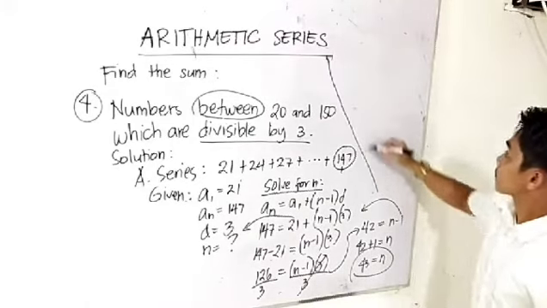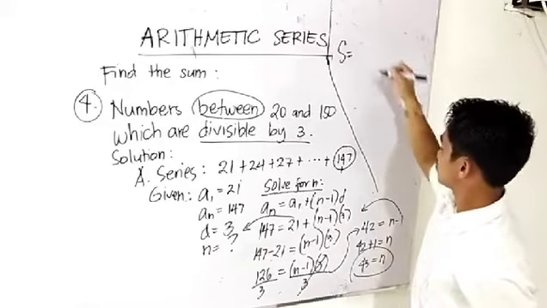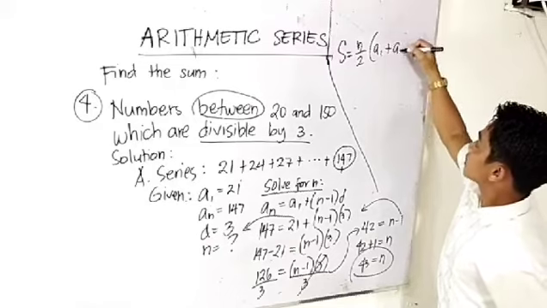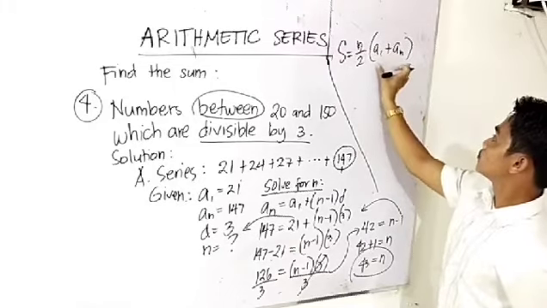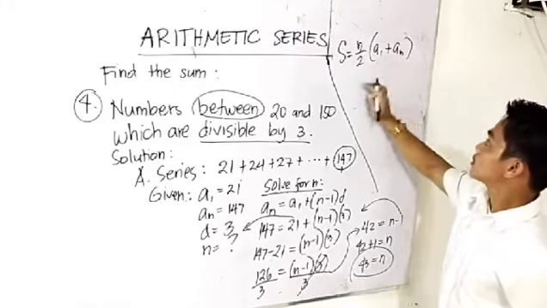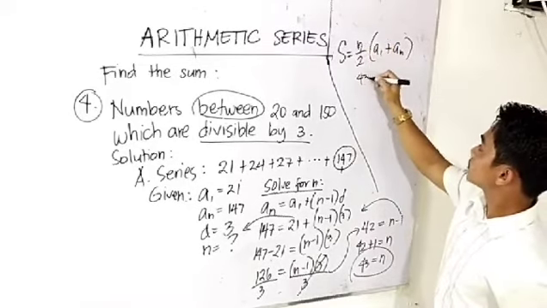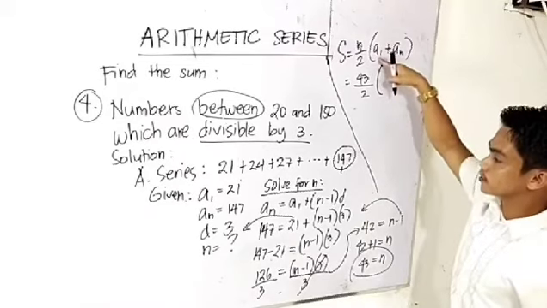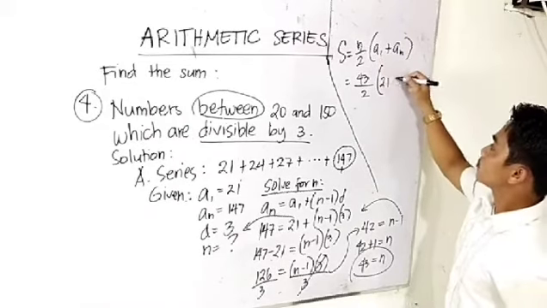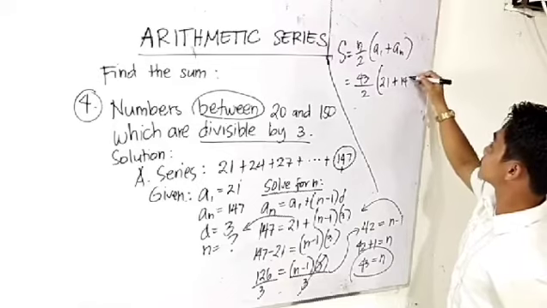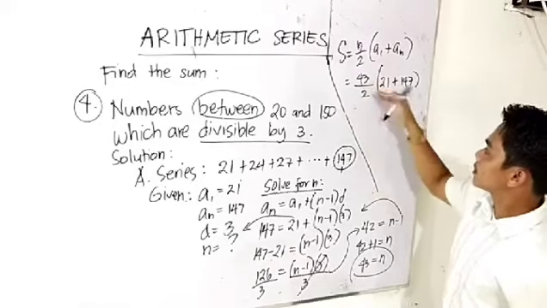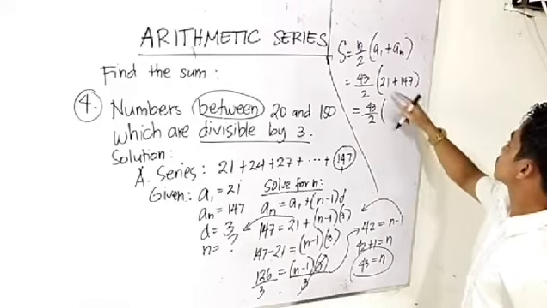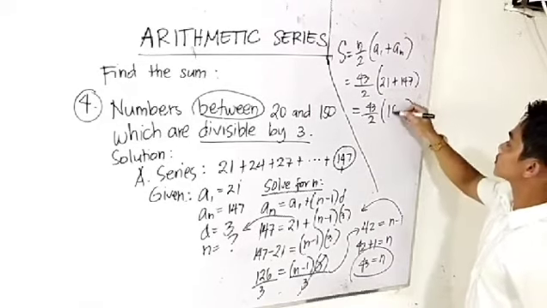sum. So, the sum is equal to n over 2 times the first term plus the last term, or n over 2 multiplied by the sum of these two. Yung n natin is 43. Substitution, divided by 2. First term natin is 21 plus last term natin 147. 43 divided by 2 magiging decimal. Kopyahin na lang natin. 43 over 2. 21 plus 147 is 168.